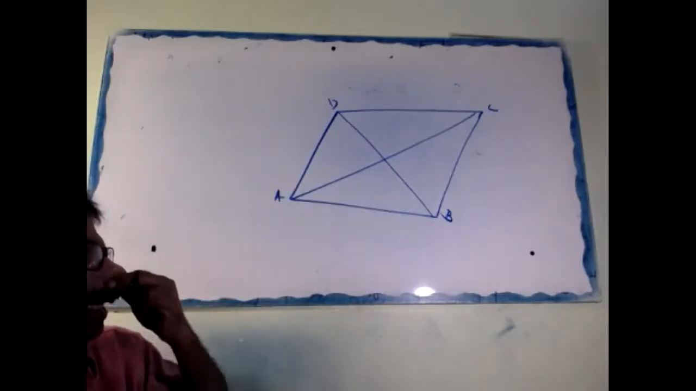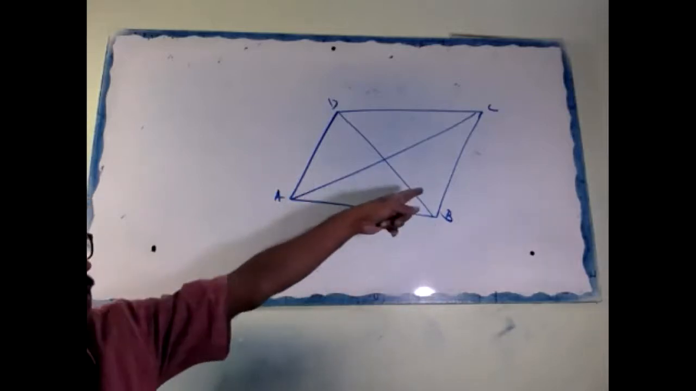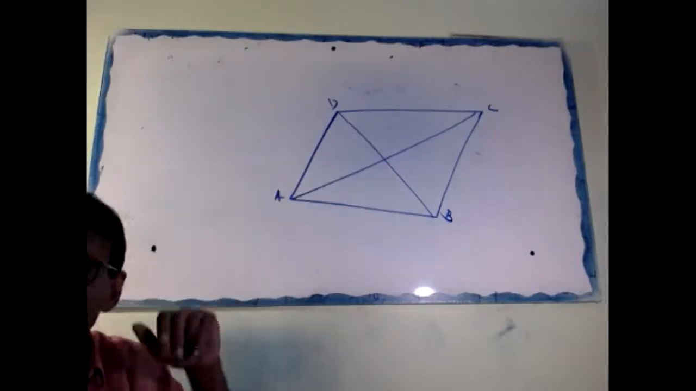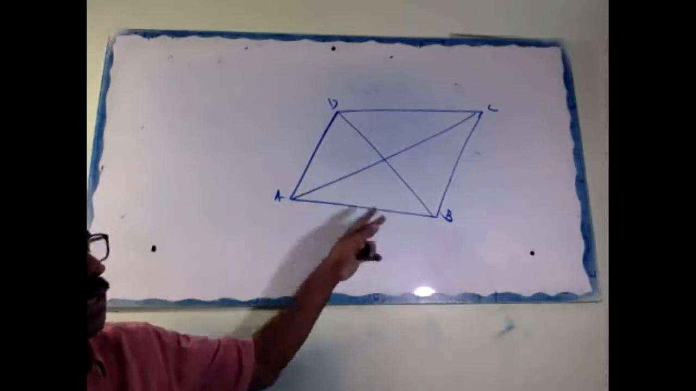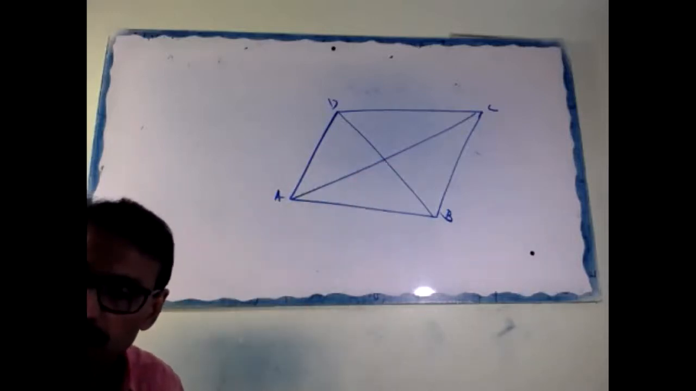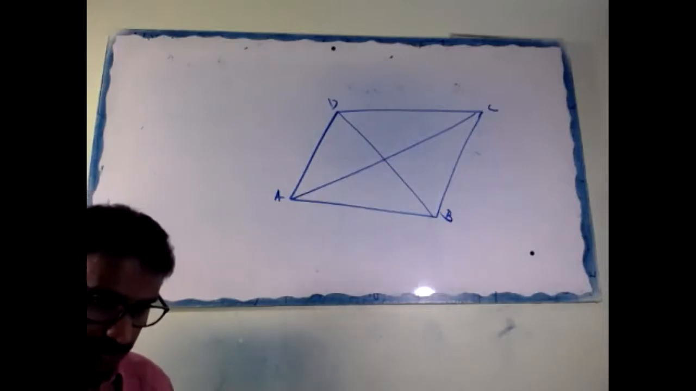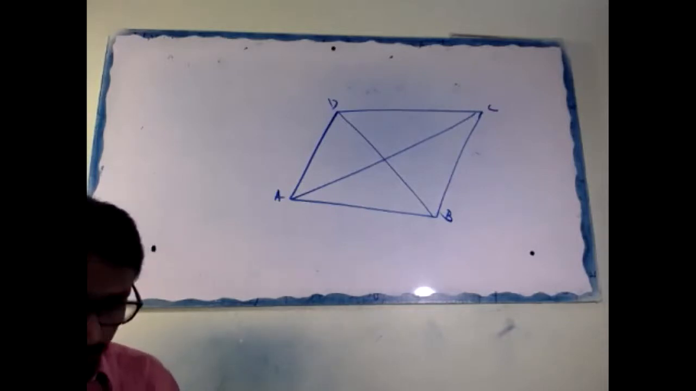Then adjacent angles: A and B, B and C, C and D, D and A. Then A and C opposite angles, B and D opposite angles. Then AC and BD are called diagonals. Okay, clear now? Up to here, okay or not?